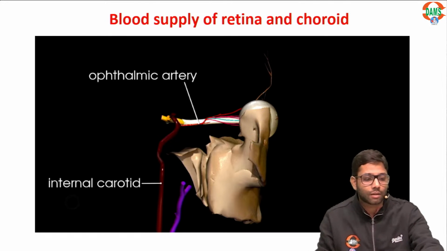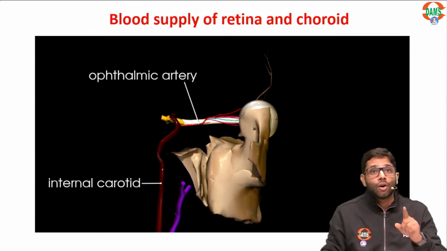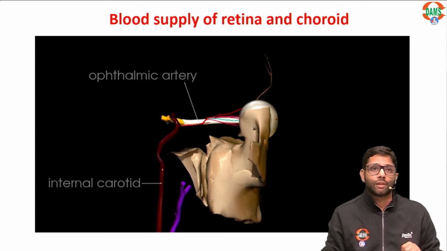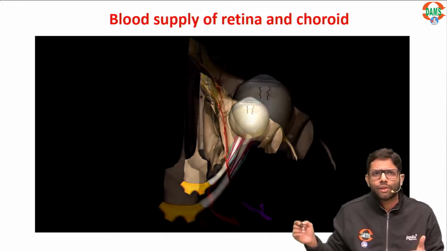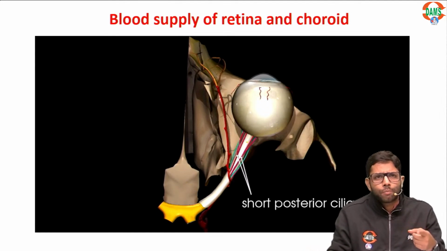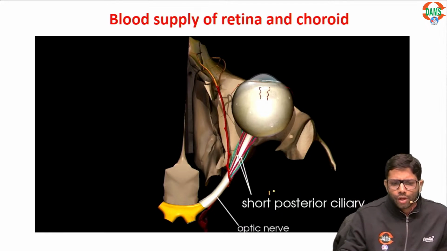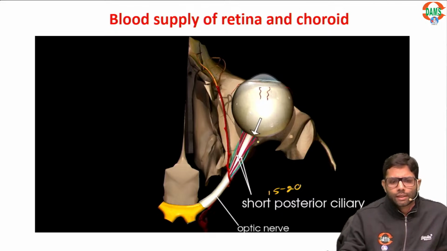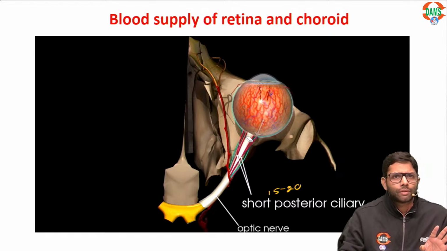All the branches inside the eye are branches of the ophthalmic artery. The major ones are, of course, the central retinal artery and the choroidal vessels. Now choroidal vessels can be anterior ciliary or posterior ciliary. Let us just see the video. There can be short posterior ciliary arteries and long posterior ciliary arteries. Short posterior ones are 15 to 20. They are supplying around the optic disc. All these are branches of the ophthalmic artery.